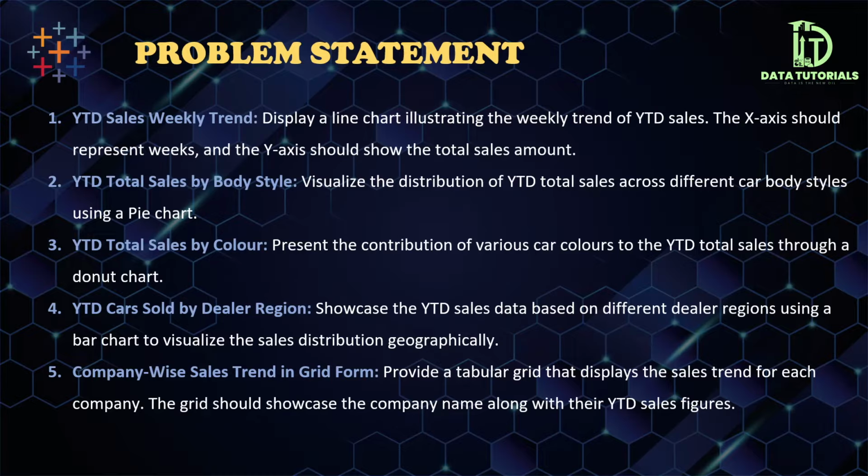Then the year to date sales by dealer region, which I showed you as the different bars, a bar chart was shown, and he wants us to break it down with respect to the transmission. And the last one is the company wise sales trend in grid form. So he wants us to provide a tabular grid view which will show the year to date sales figure, year to date cars sold, average price, and the percentage of total sales with respect to each car. So who is performing the best.